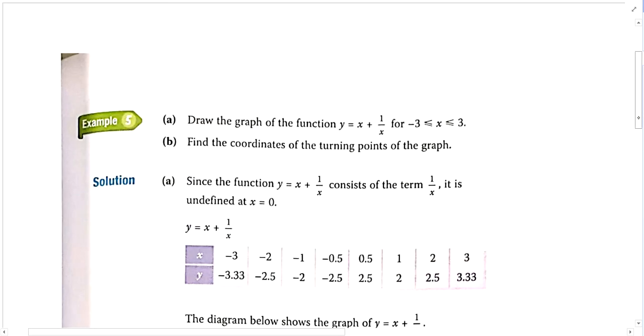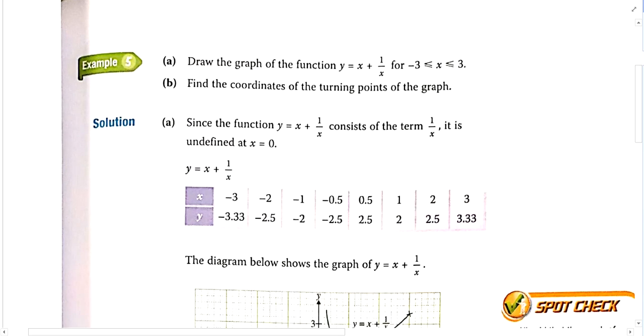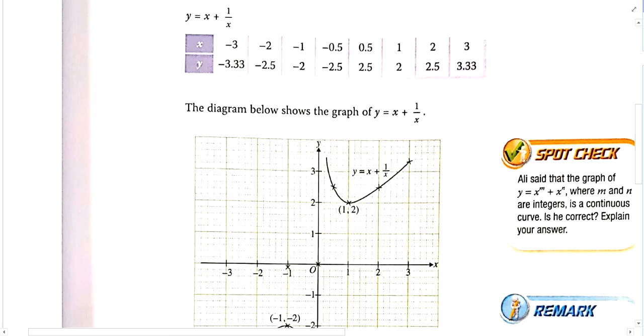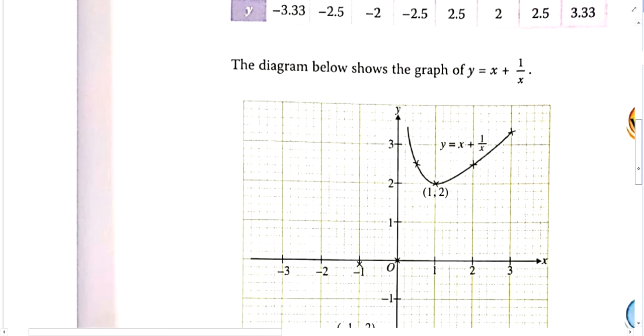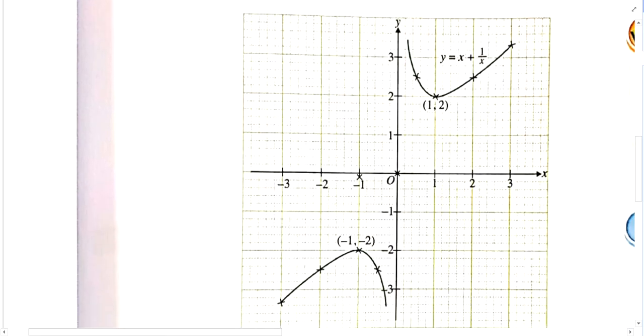Okay, I'll just go through the examples really quickly. Here we draw the graph. Find the coordinates of the turning point. Okay, now for example 5, part A, you plot this graph, okay, according to the range. Then they say find the coordinates of the turning point. Where is the turning point? Can you identify it? Class, can you identify the turning point? How many are there? Okay, quite clearly over here and over here, right?